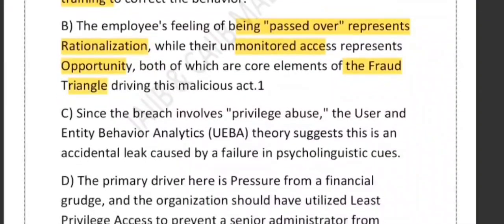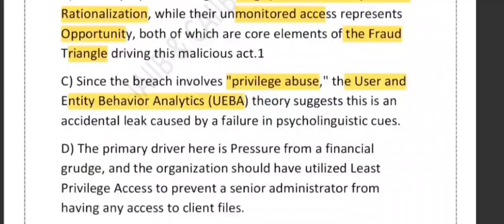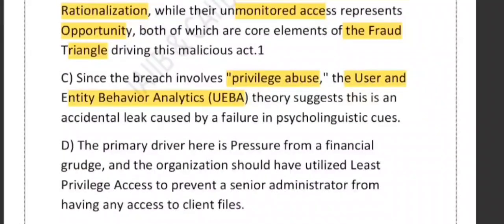Option C says privilege abuse breach. It means accidental leak as per the UEBA theory, as per the user and entity behavior analytics theory. Option D: pressure from financial grudge. You can fix that with least privilege access.